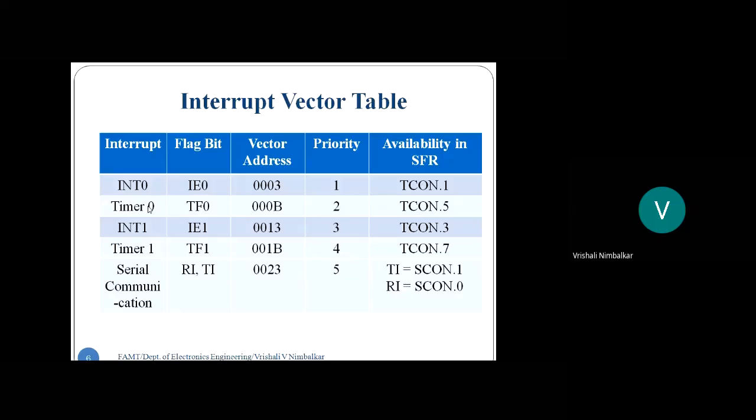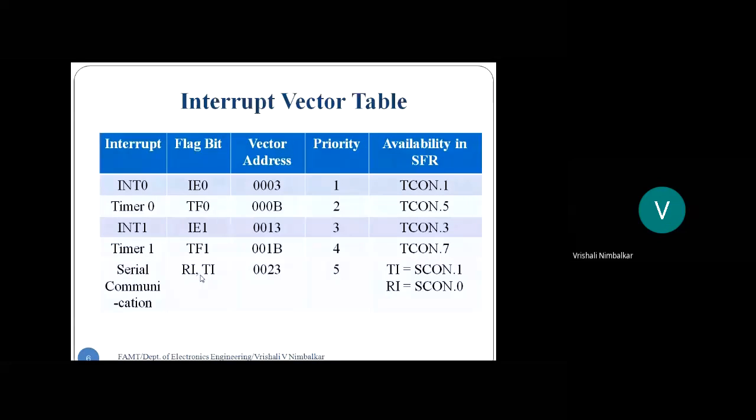When the timer 0 interrupt arrives, the TF0 flag is set. Correct? INT1 interrupt, IE1 flag is set. Timer 1 interrupt, TF1 flag is set. And for serial communication, either the RI flag is set or the TI flag is set. RI stands for receiver interrupt, TI stands for transmitter interrupt. So any time when these flag bits are set, that's an indication of arrival of an interrupt.